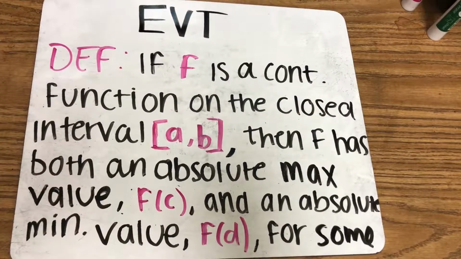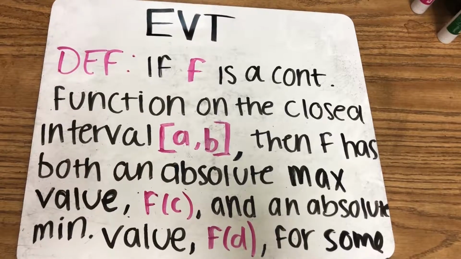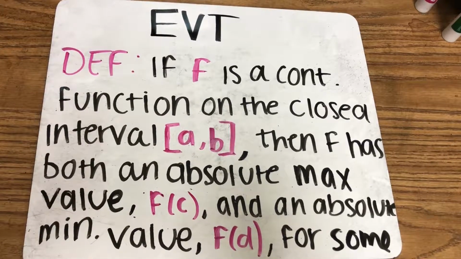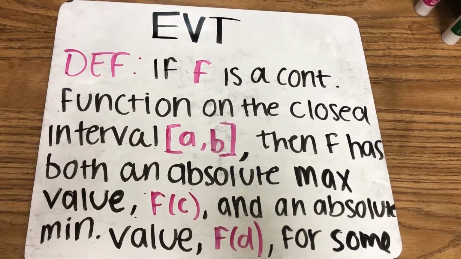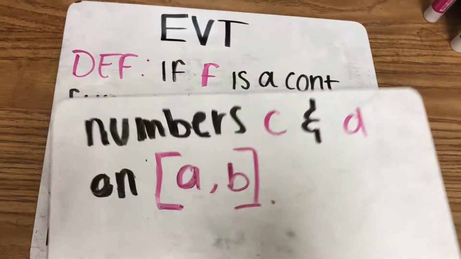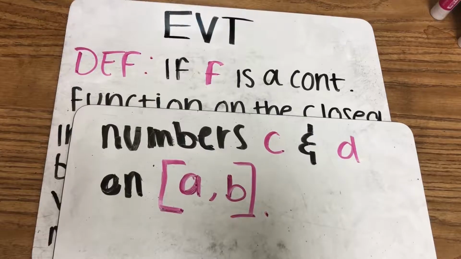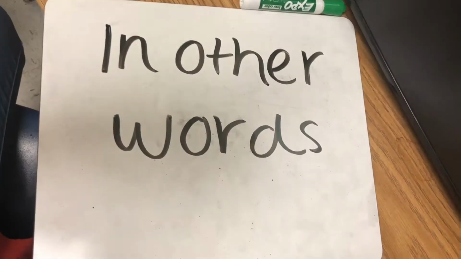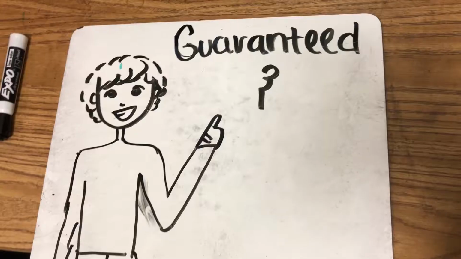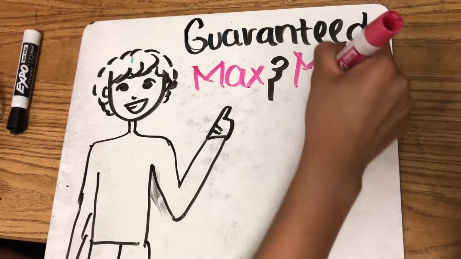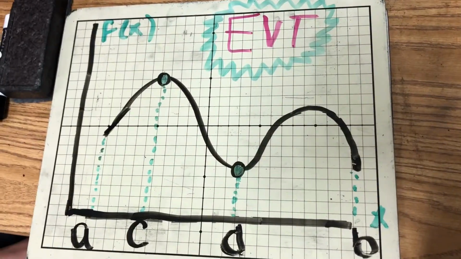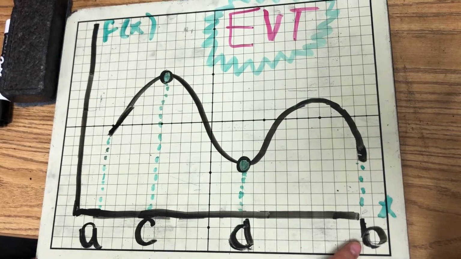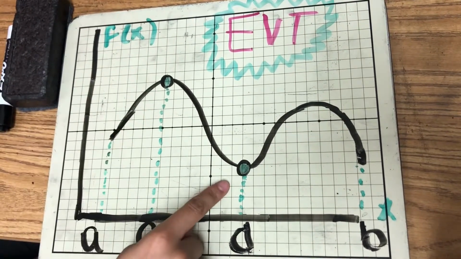The next theorem we're going to talk about is extreme value theorem. The technical definition is if f is a continuous function on the closed interval ab, then f has both an absolute max value f of c and an absolute min value f of d for some numbers c and d on ab. In other words, you are guaranteed a max and a min. We can see that in this function, it is continuous from point A to B on this closed interval. So we are guaranteed a max and a min.